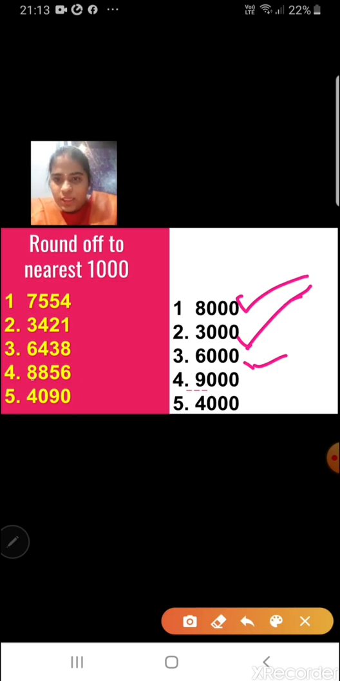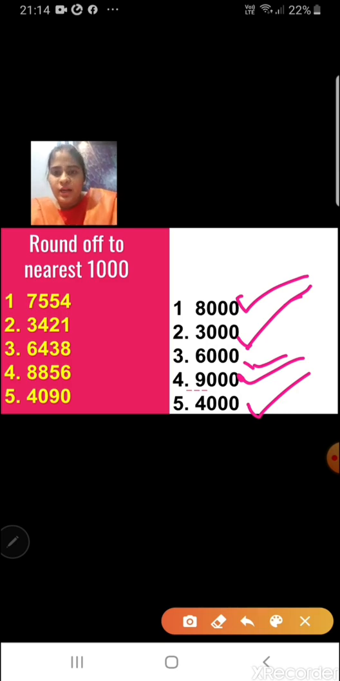And the fourth one is 9,000. And the fifth one is 4,000. Here in the fifth one, children, we have 0 in hundreds place. Obviously it is less than 5. So 4 in thousands place is not going to change.